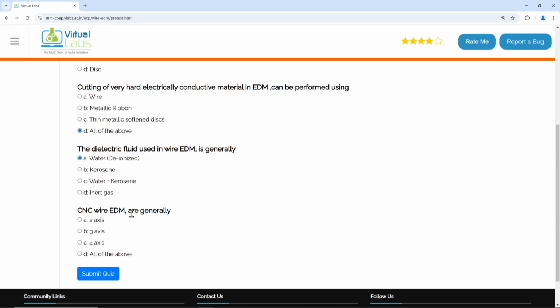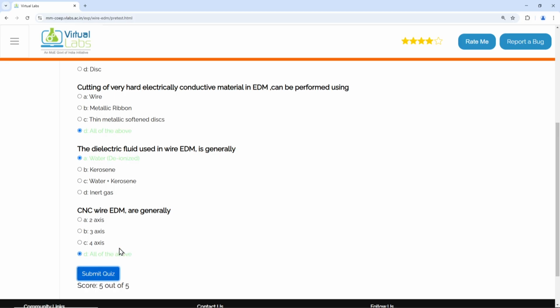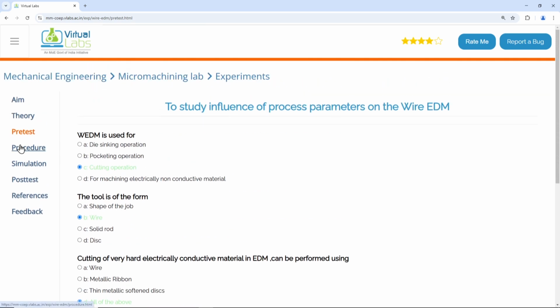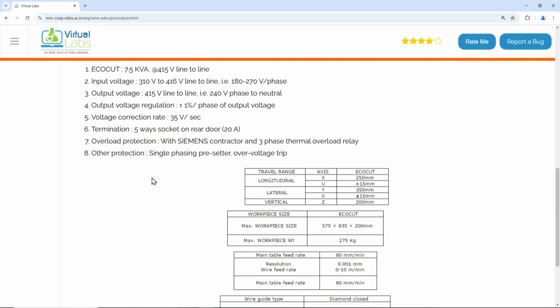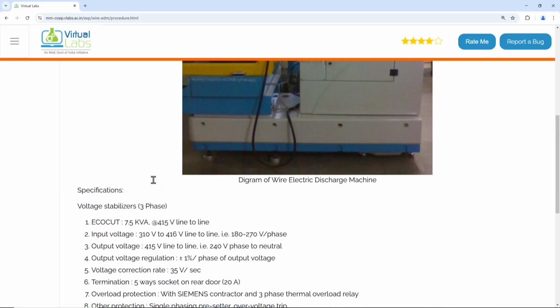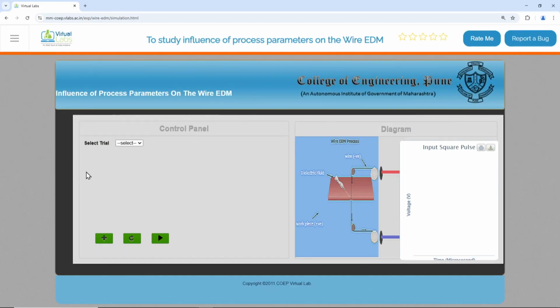CNC wire EDM machines are generally 2 axis, 3 axis, 4 axis, all kinds of machines are there, depending upon the kind of workpiece we wish to machine. So I submit. These are all correct. The procedure is given for how we conduct the simulation. Let us come to the simulation directly.